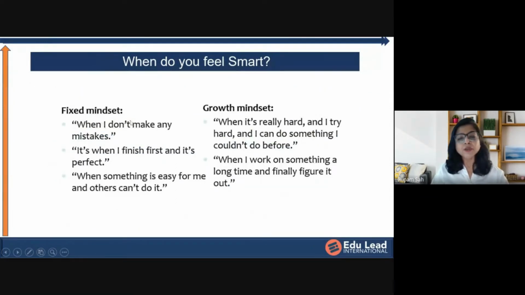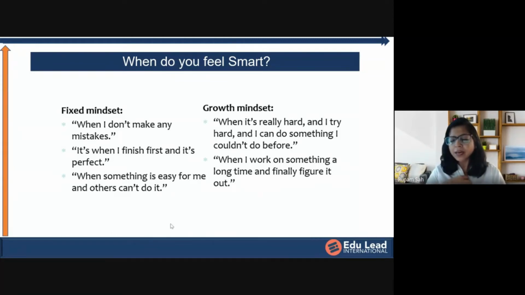Also, when do you feel smart? A fixed mindset person will feel smart when I don't make any mistakes. So when the fixed mindset person is not making any mistake, he'll feel that, okay, I am really smart. It doesn't matter what level of task is being performed by that person, but that person will feel smart. Any task which you're regularly doing for years together, you'll definitely do it well. But that's the thing. It's when I finish first and it's perfect. Oh, I have been able to do it perfectly well and I am the first one. So you feel good about it and you say, oh, I am the smartest.